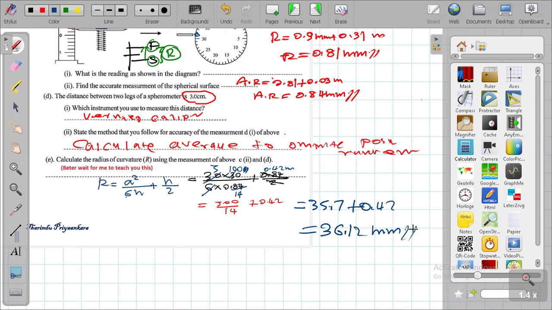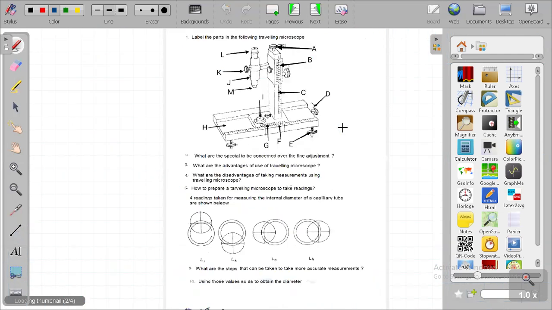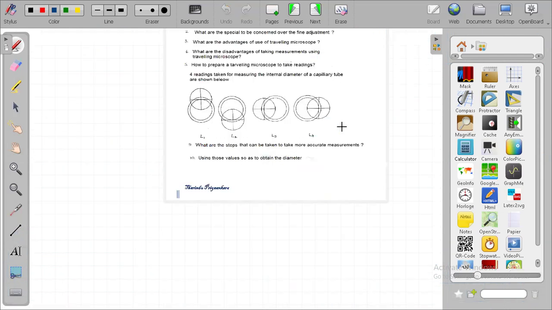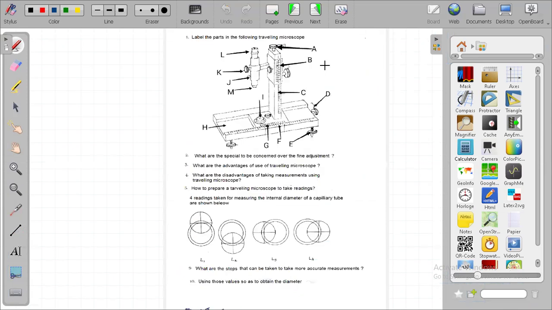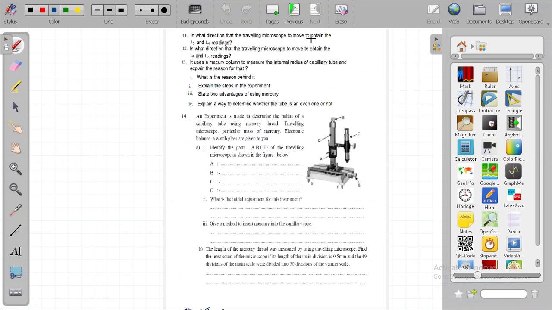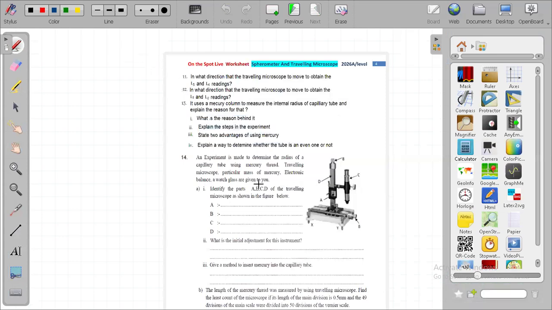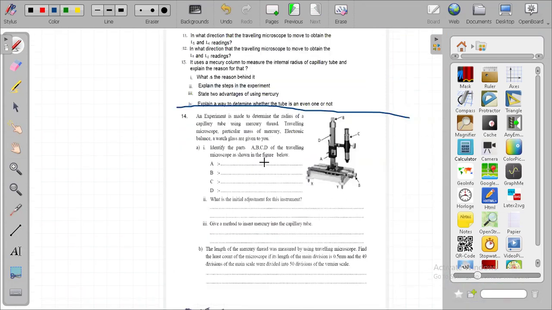This is the only competence level they expect. Now I added this one too. What is it? Traveling microscope. So try to find out answers for these things, referring to the internet, especially YouTube. Don't try anything after question number 13, because that is something I think I have to explain.